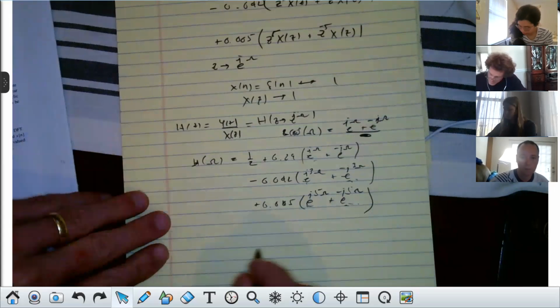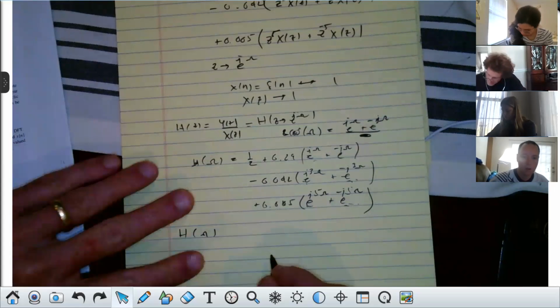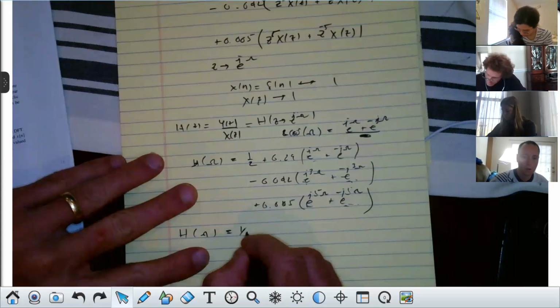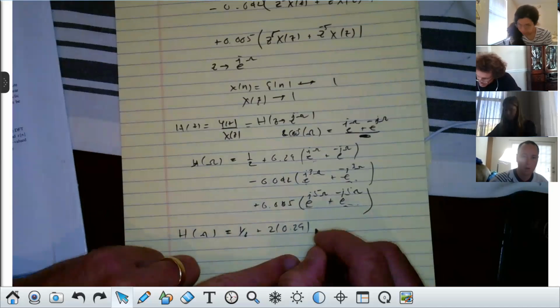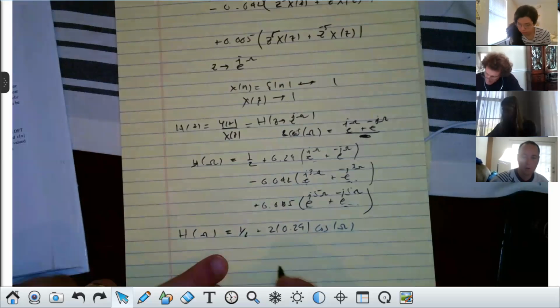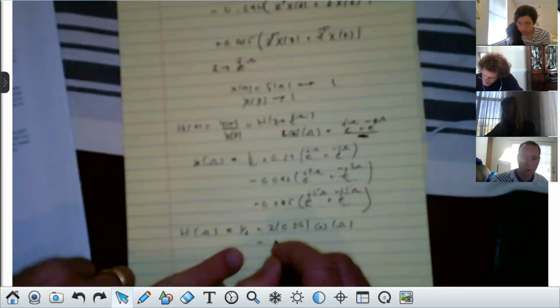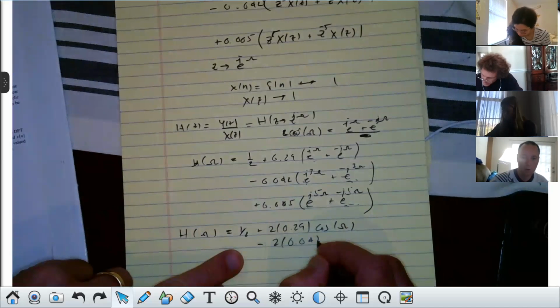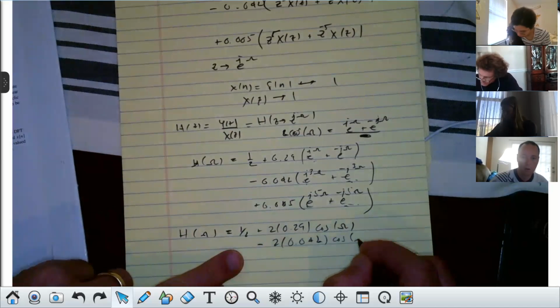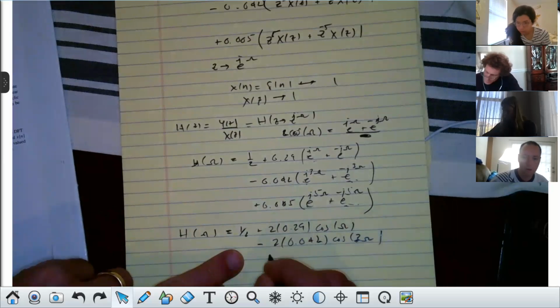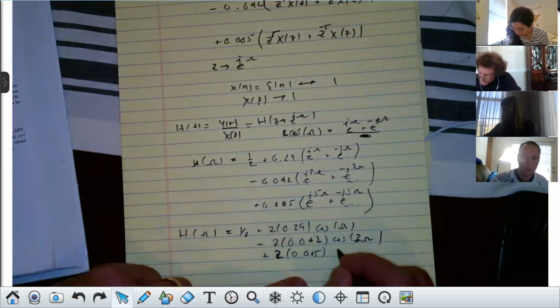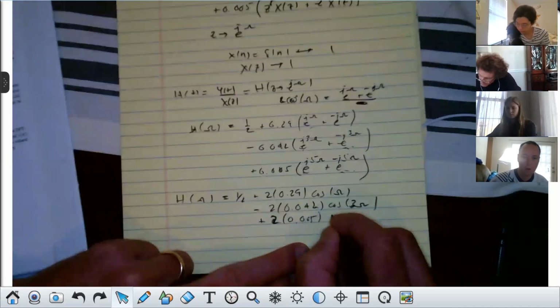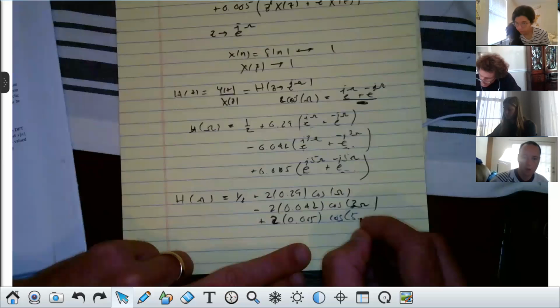Okay. So this h of omega, this is kind of an interesting one, is 1/2 plus 2 times 0.29 times cosine of omega minus 2 times 0.042 times cosine of 3 omega. And then the last part is plus 2 times 0.005 times cosine of 5 omega. Do you agree with me?